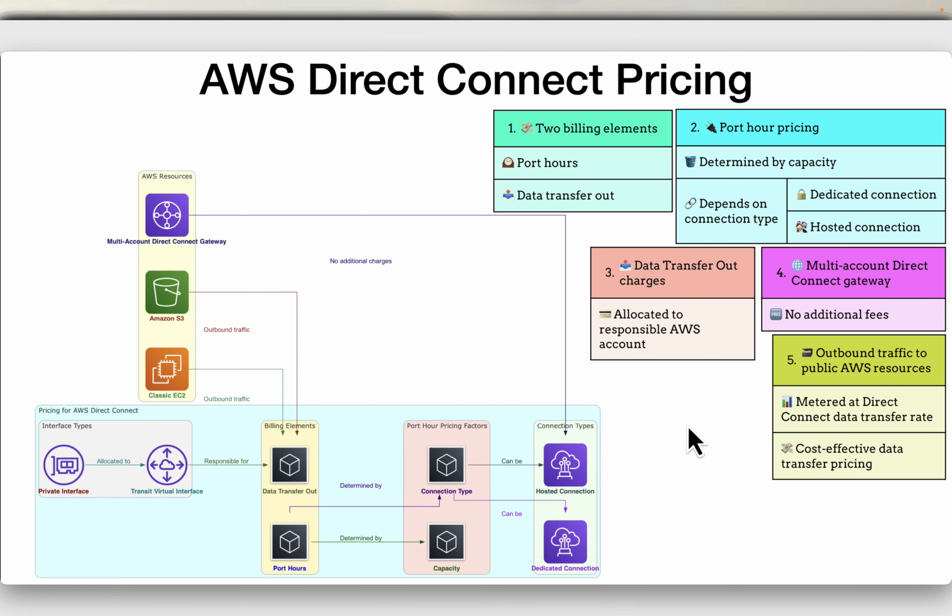When outbound traffic from publicly addressable AWS resources such as Amazon S3 buckets or EC2 instances is destined for public prefixes owned by the same AWS payer account and actively advertised through a Direct Connect public virtual interface, the data transfer out usage is metered at the AWS Direct Connect data transfer rate, which provides cost-effective data transfer pricing.